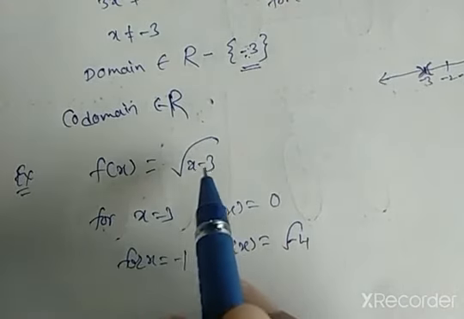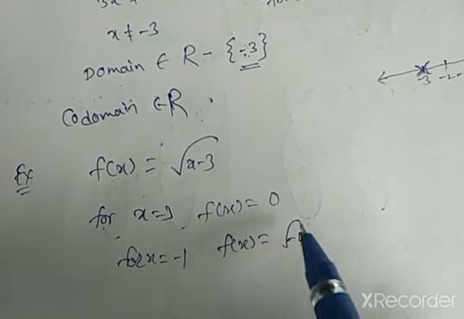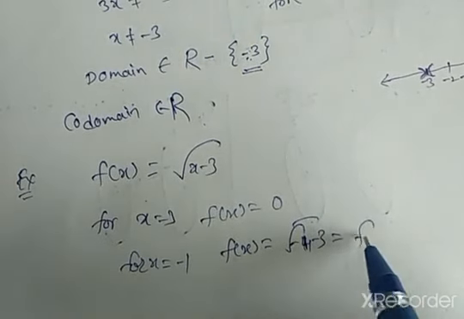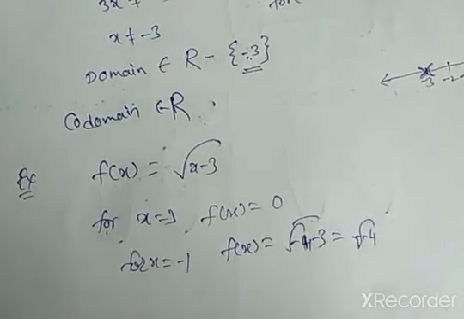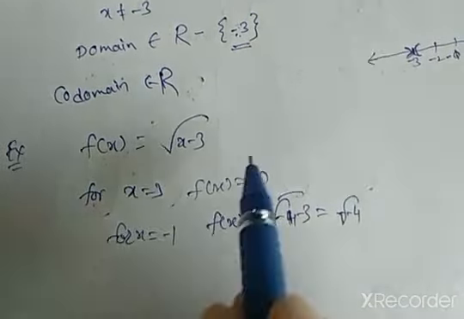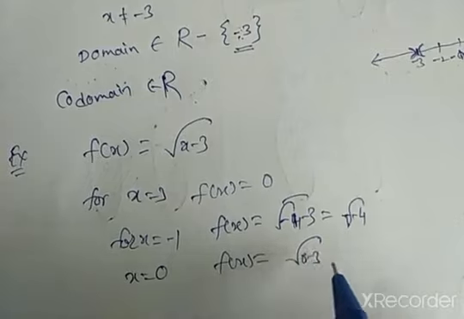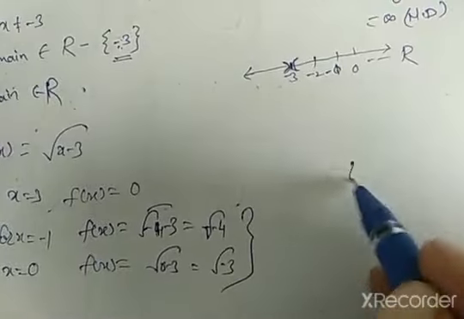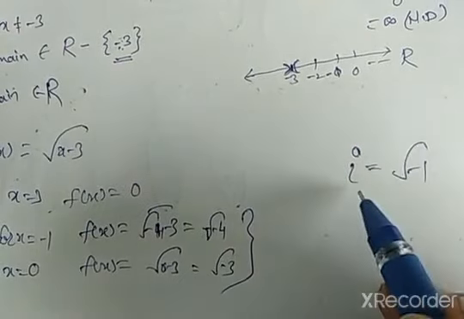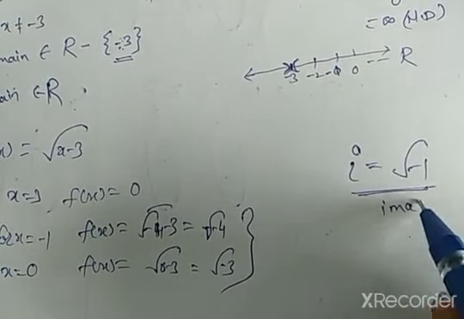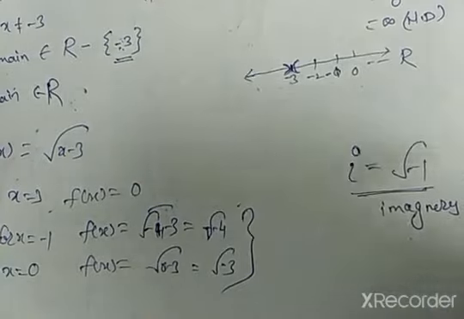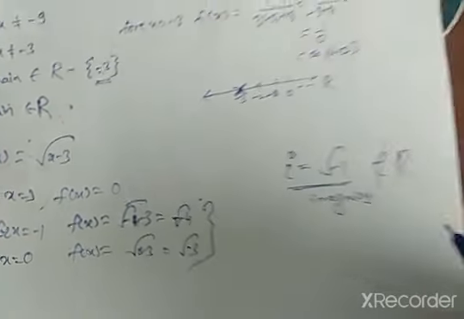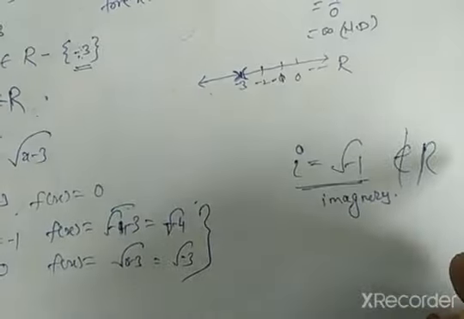Okay, for x equal to minus 1, f(x) is the square root of minus 1 minus 3, which is the square root of minus 4. Or if you consider x equal to 0, f(x) is the square root of 0 minus 3, which is the root of minus 3. We know that i is the square root of minus 1, which is an imaginary number, which does not belong to R.